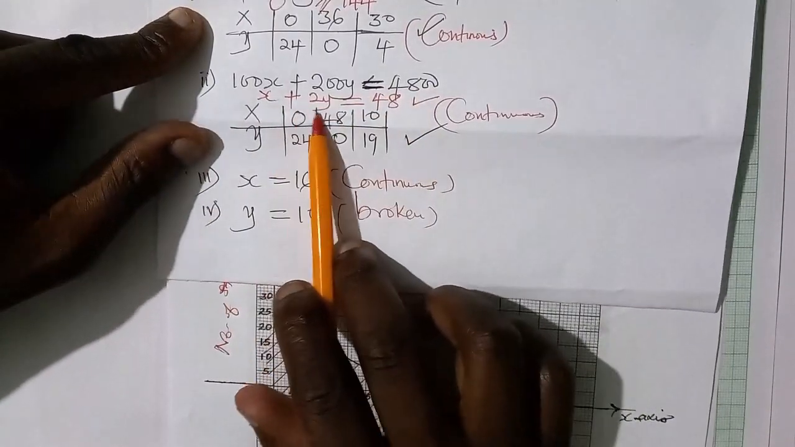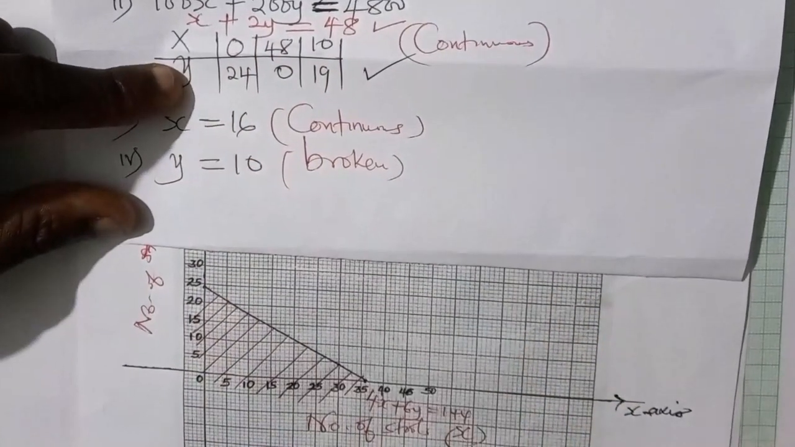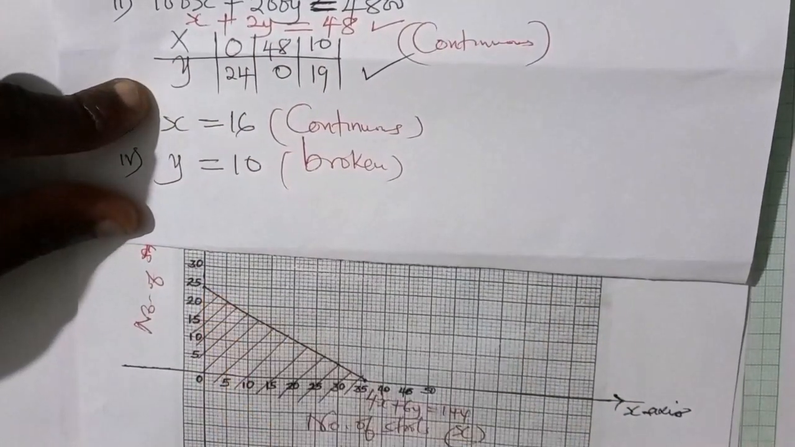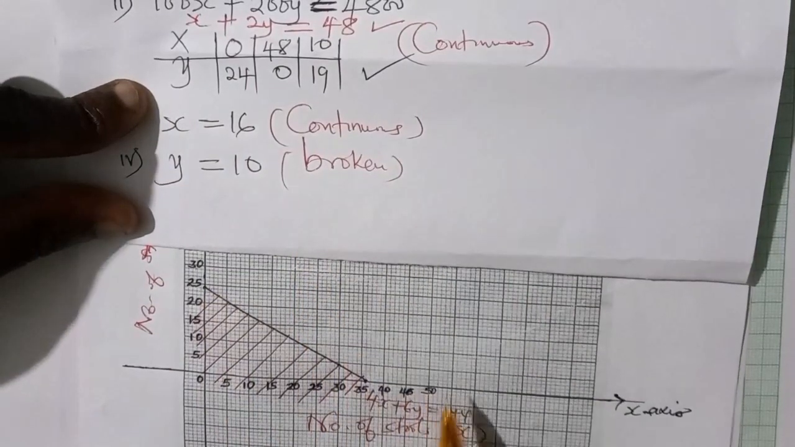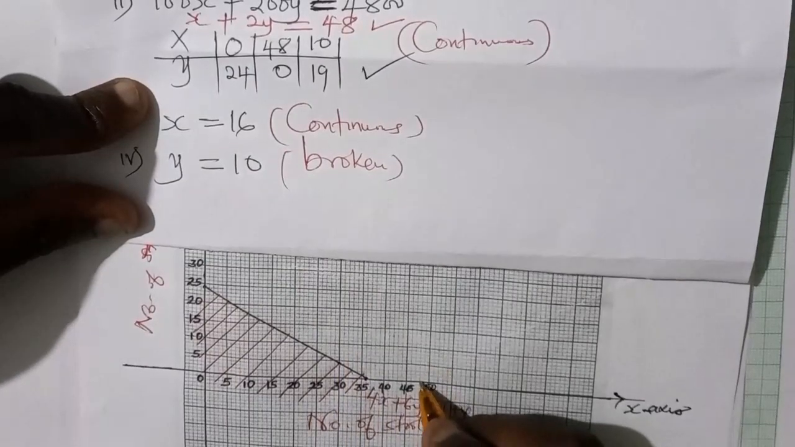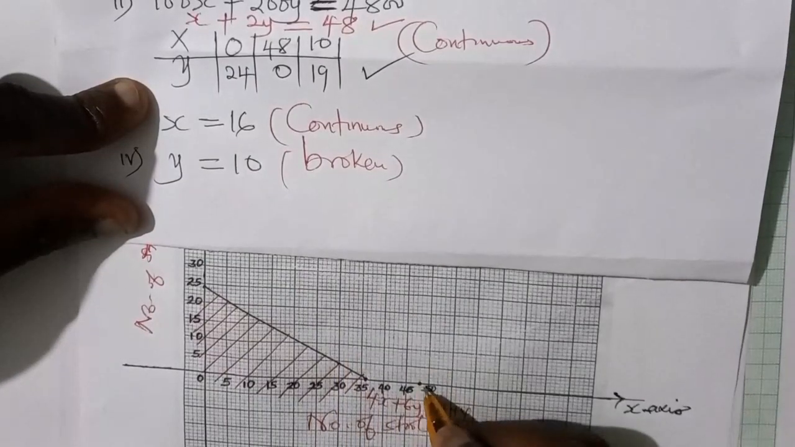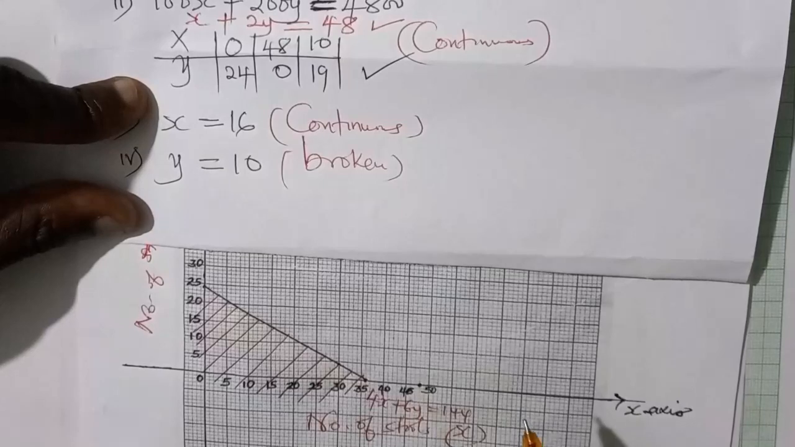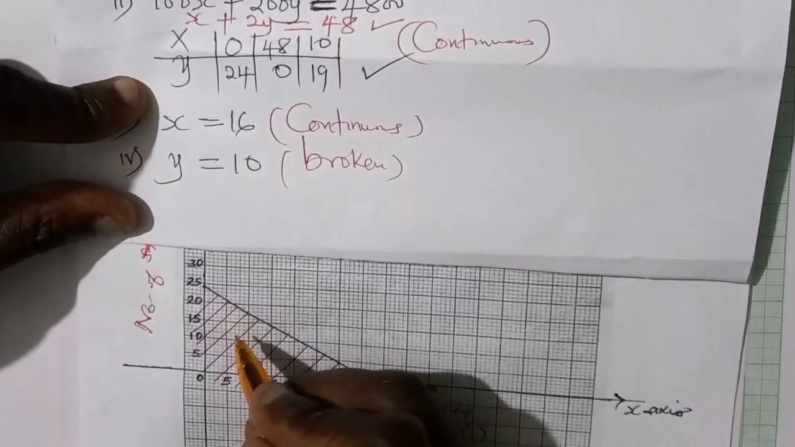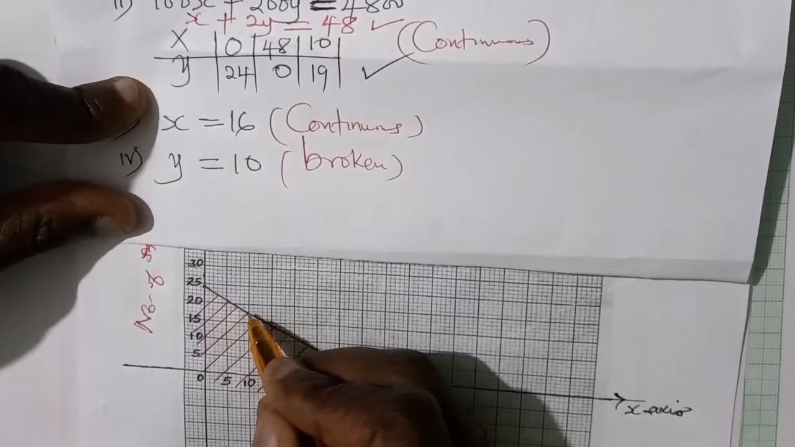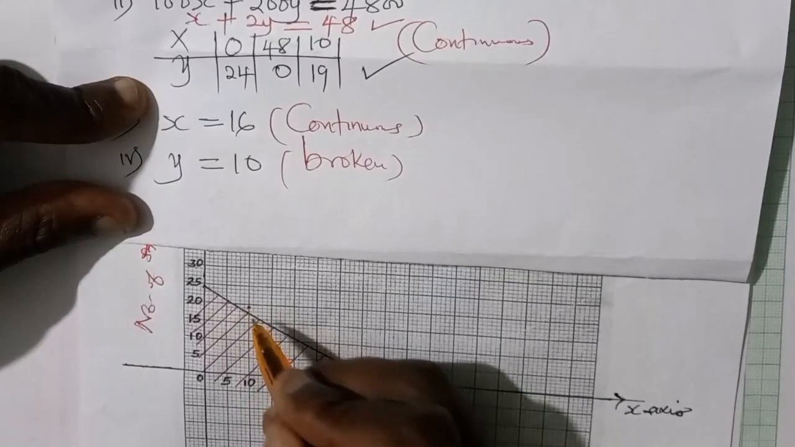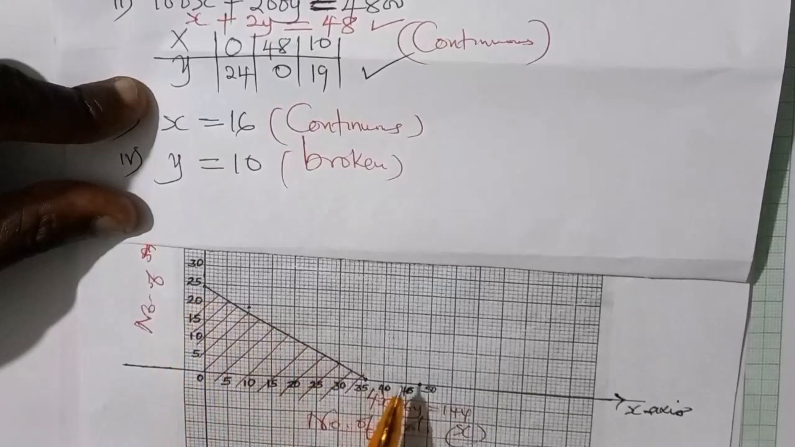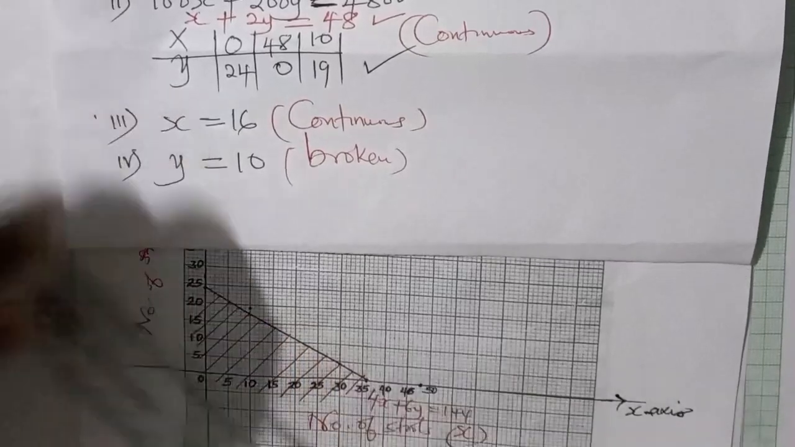We are plotting this. So 0, 24 is still here, same point. And then 48, 0. 48 is here. 48, 0 is there. Then 10, 19 is here. So we have this point, this one, and this one. We join those points.